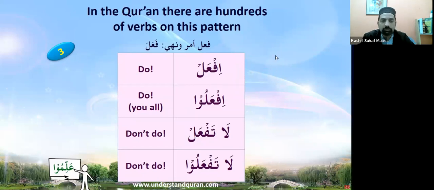Do this practice nicely by using your single finger for if'al, dropping from top to bottom, and if'alu with more fingers, plural, do you all. La taf'al, don't do. La taf'alu, don't do you all. Okay, come on. Let's see who comes first. For learning the words of Allah, you should be coming up passionately, coming forward. Yes, Sister Muhibba, you take the lead.